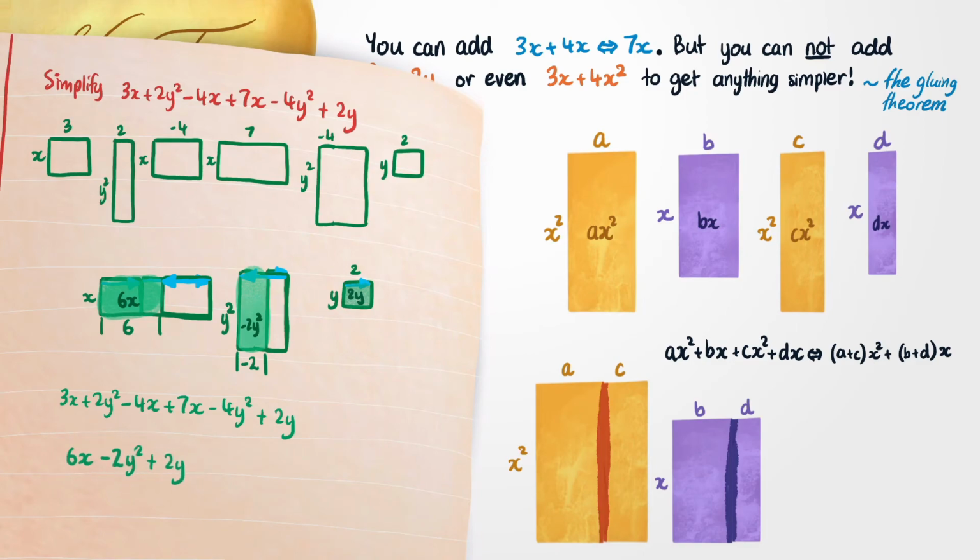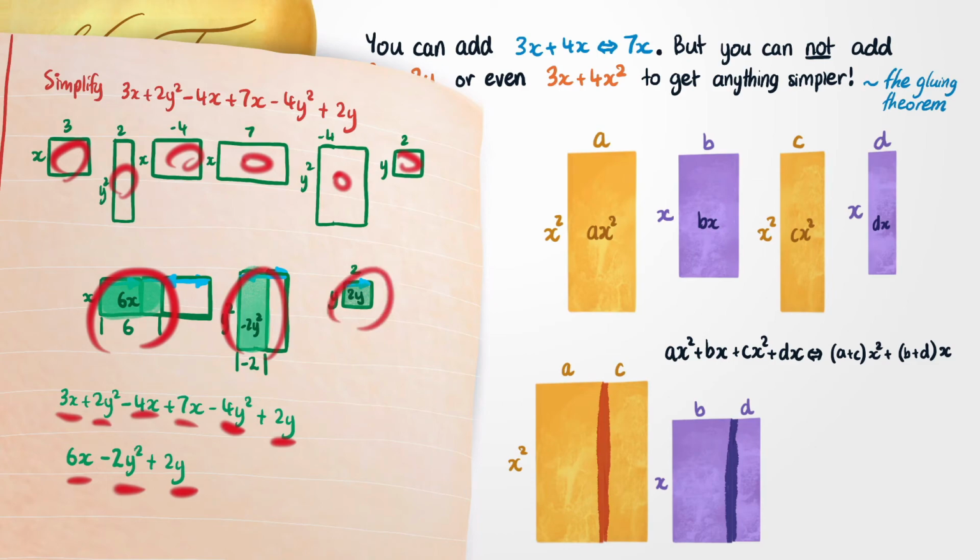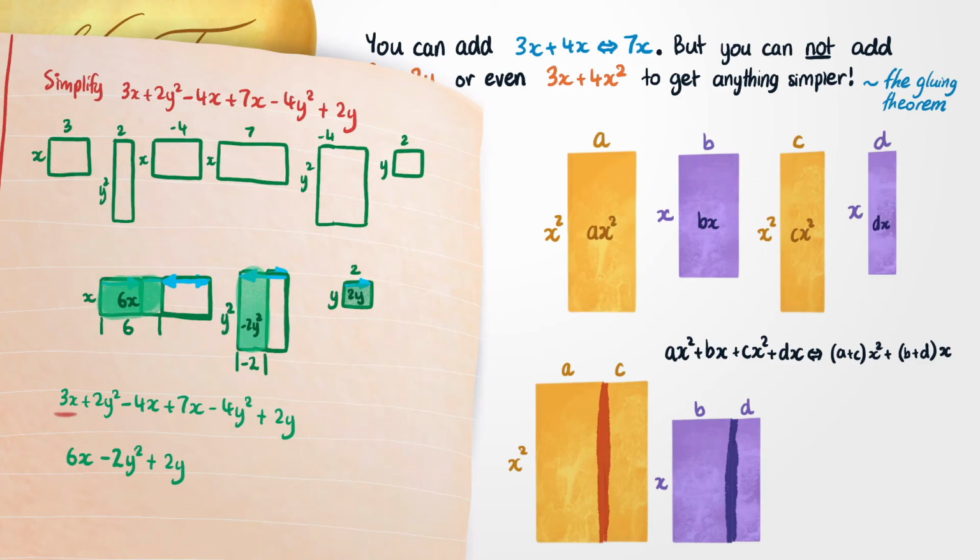And this all agrees perfectly with our picture here. Notice that we have 1, 2, 3, 4, 5, 6 terms, and that corresponds to 6 boxes over here. In the final answer, we only have 3 terms, and that corresponds to the 3 boxes we were left with after gluing some boxes together. So that means we can simplify this whole expression over here into this really simple expression, which is just 6x minus 2y squared plus 2y. And I think that just about completes our example.